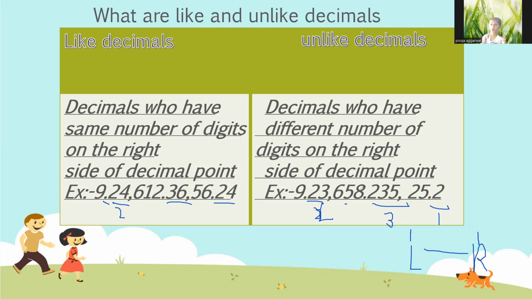Clear? So here also there is the same concept: 9.23 alone will not be an unlike decimal. 658.235 will be an unlike decimal with 9.23. It should contain two decimal numbers, or it can be more than two decimal numbers also. Clear? So I think you are clear with this, so I should move on.